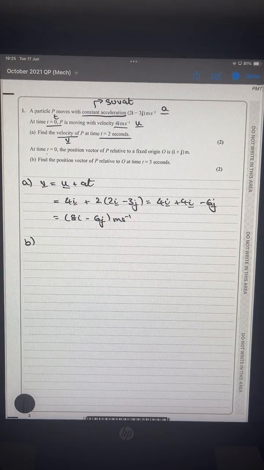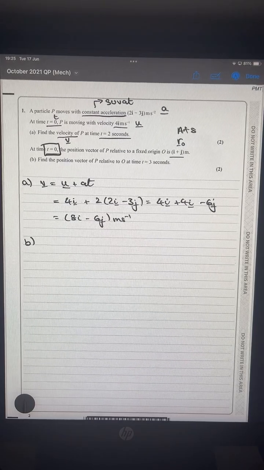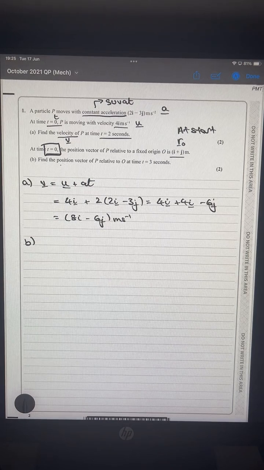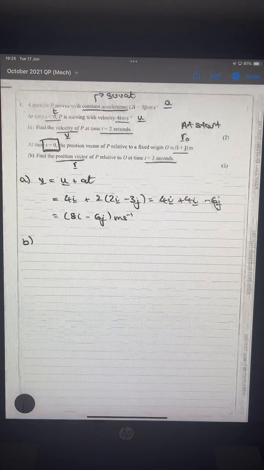So, at time t equals 0, the position vector of P, so I'm thinking the letter r now, right, of P relative to a fixed origin is that. This is going to be r naught. Why is it going to be r naught? Because look at this, t equals 0. That means at the start, so its initial position is i plus j. Find the position vector, so r, of P relative to O at time t equals 3. So notice it's saying relative, you have to take into account its initial position.